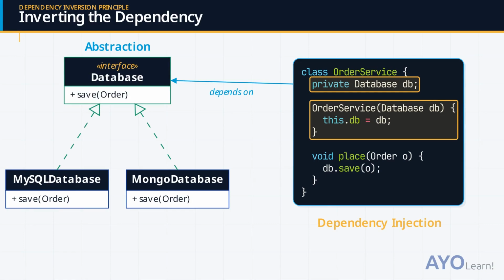OrderService simply holds a database field, received through its constructor. This is dependency injection. OrderService no longer builds its own storage. It depends on the abstraction, so we can swap storage technologies anytime.